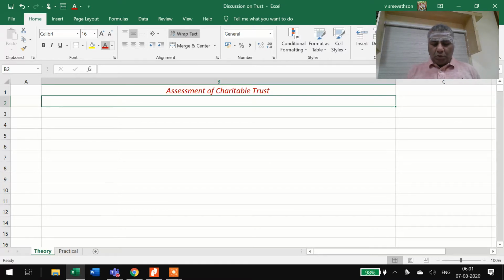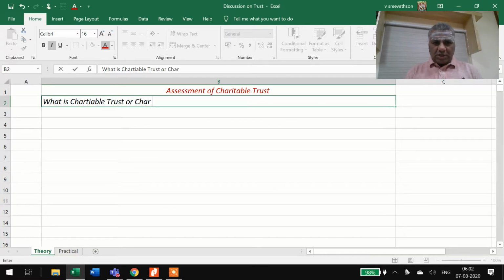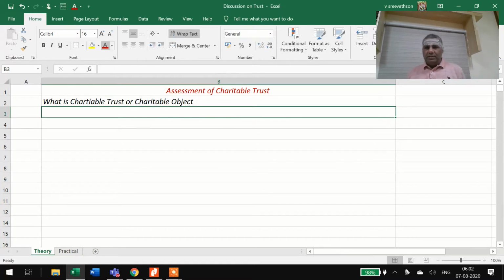So we start with assessment of charitable trust. The first question to be answered is, what is charitable trust or charitable object? This is the first question which needs to be answered before understanding the chapter.